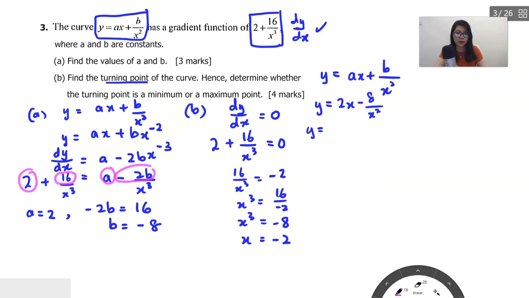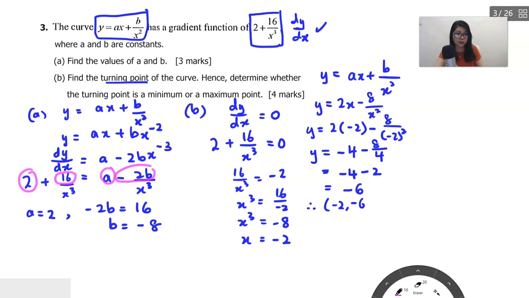So y equals 2 times negative 2 minus 8 over negative 2 squared. You have to be very careful. 2 times negative 2 is negative 4. Then minus 8 over negative 2 whole thing squared, which is 4. So 8 divided by 4 is 2. So we get negative 6. Therefore, the turning point is negative 2, negative 6. That would be the answer.